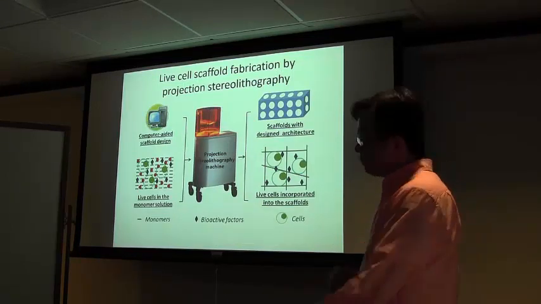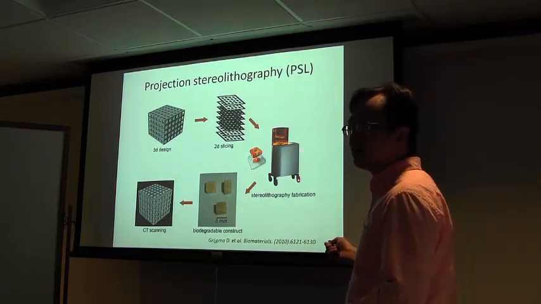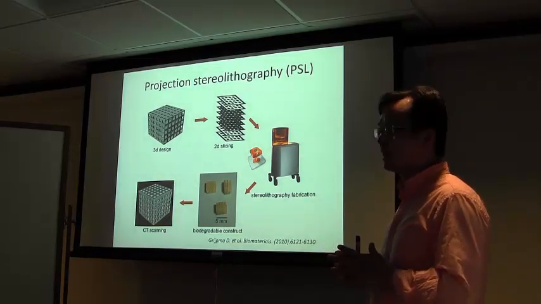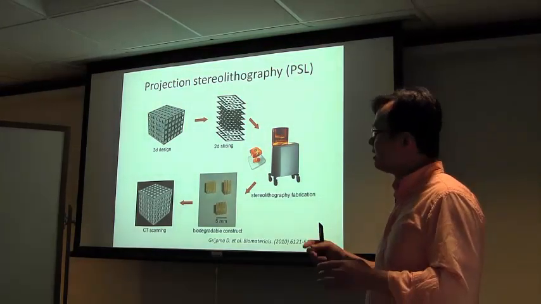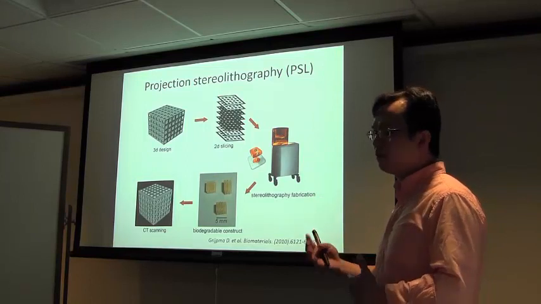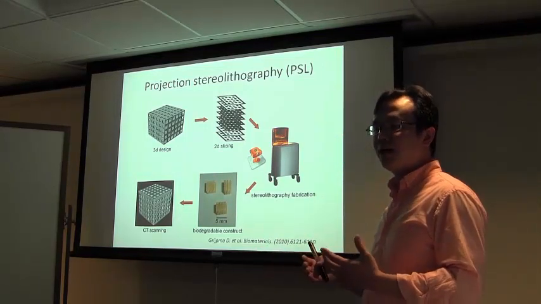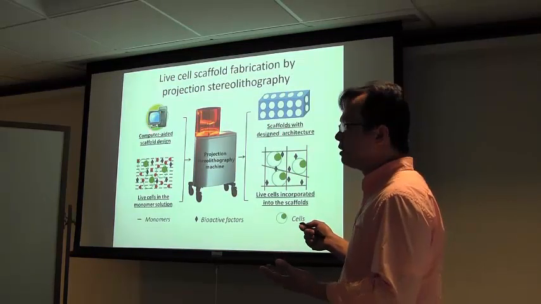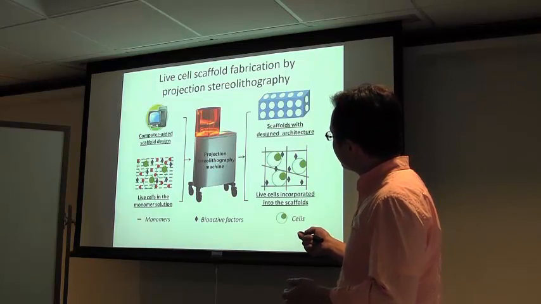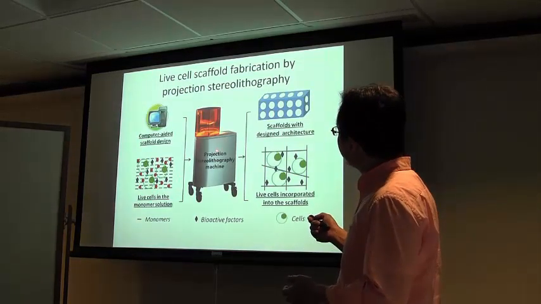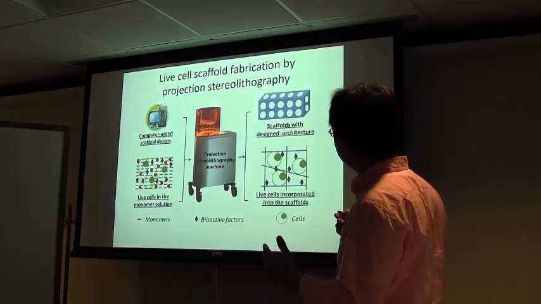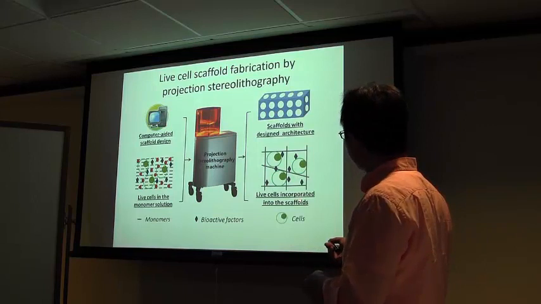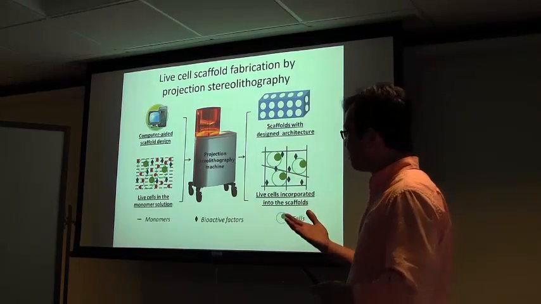About 5 years ago, I started adopting this technology. At that time, there was no report of using live cells with this technology for fabrication. That means when people used the technology, they did not put cells in it. So I was thinking, since the technology is very powerful, why can't I change the parameters and conditions to allow live cell fabrication? With this idea, we have a design, obviously from the computer, and we put the cells in the monomer solution, mix them with it, and put it in the machine. Our goal is to form a scaffold with a designed architecture, and meanwhile have live cells included in the scaffold fabrication. That's the ideal aim we are going to make.